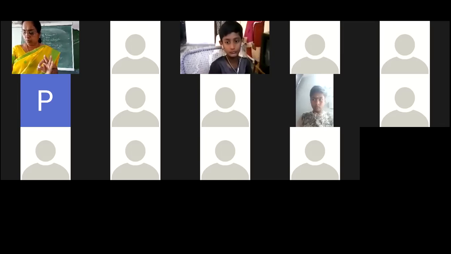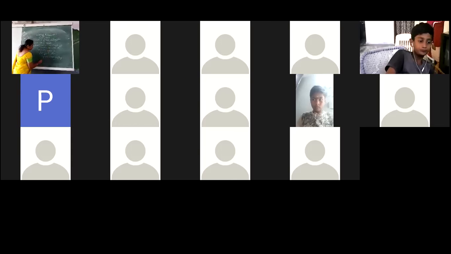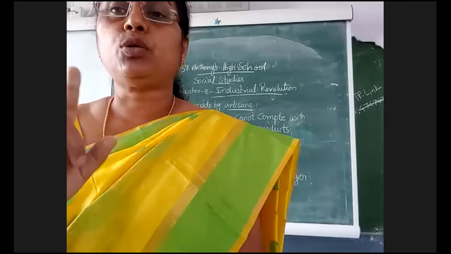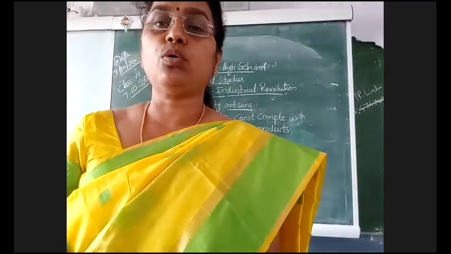This group set up small workshops called manufactories. Their workshops are known as manufactories. The people working there are known as manufacturers. The craftsmen brought their own tools. For this manufacturing work, the trader will not give any tools for them. These people working there have to use their own tools.